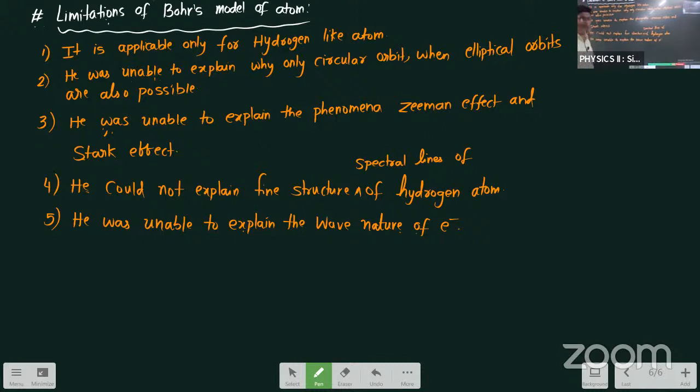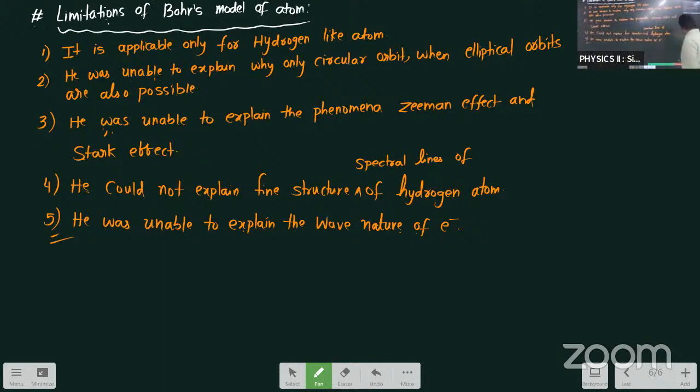We know what is the spectral series of hydrogen atom: Lyman series, Balmer series, Paschen series, Brackett series, and Pfund series. He was unable to explain the fine structure of spectral lines of hydrogen atom. And what is the last limitation that we have discussed? He was unable to explain the wave nature of electron.